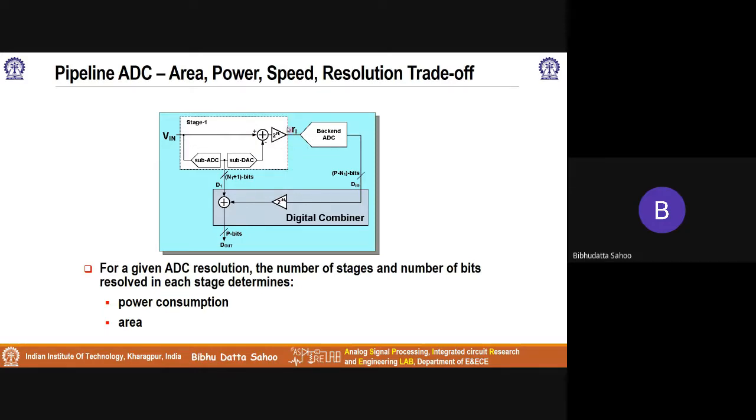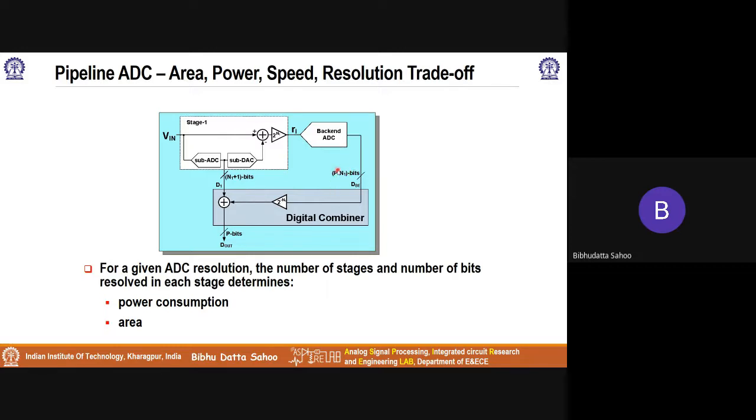Now this block over here is a combination of the subDAC and the summing node, and the amplifier is called a multiplying digital to analog converter. Now this residue is digitized by the remainder of the ADC to P minus N1 bits. The remainder of the ADC can also be a back-end ADC, realized with multiple stages, but in order to analyze the power-area trade-off, we will just take the simple case where there is one stage, a back-end ADC resolving P minus N1.